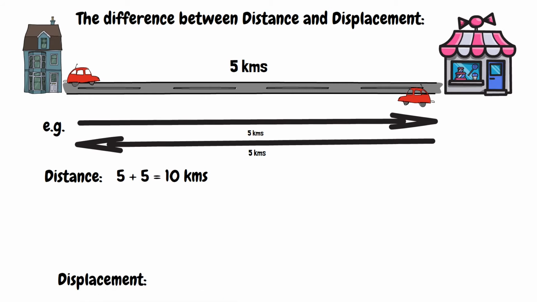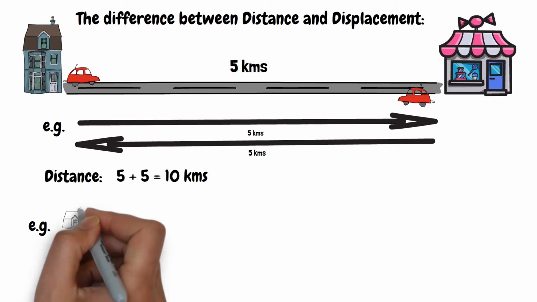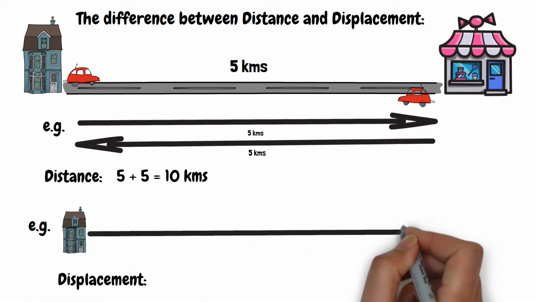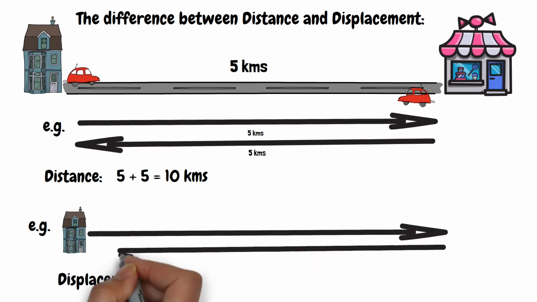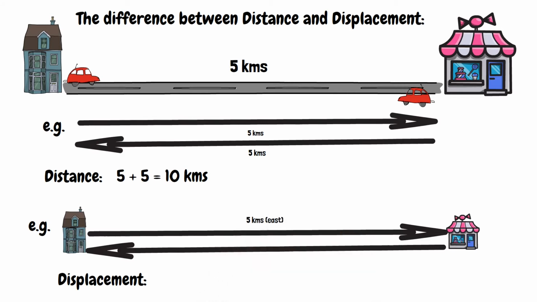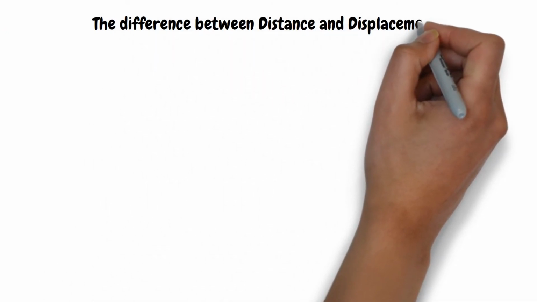Okay, so here's an example for displacement. Similar question: what is the displacement if I need to travel to the shop and back? Remember displacement? It is the distance traveled from its initial position to its final position within the shortest time frame. So for this example, my initial position is the house and my final position is also the house. So the displacement is equal to 0. I hope this is making sense.